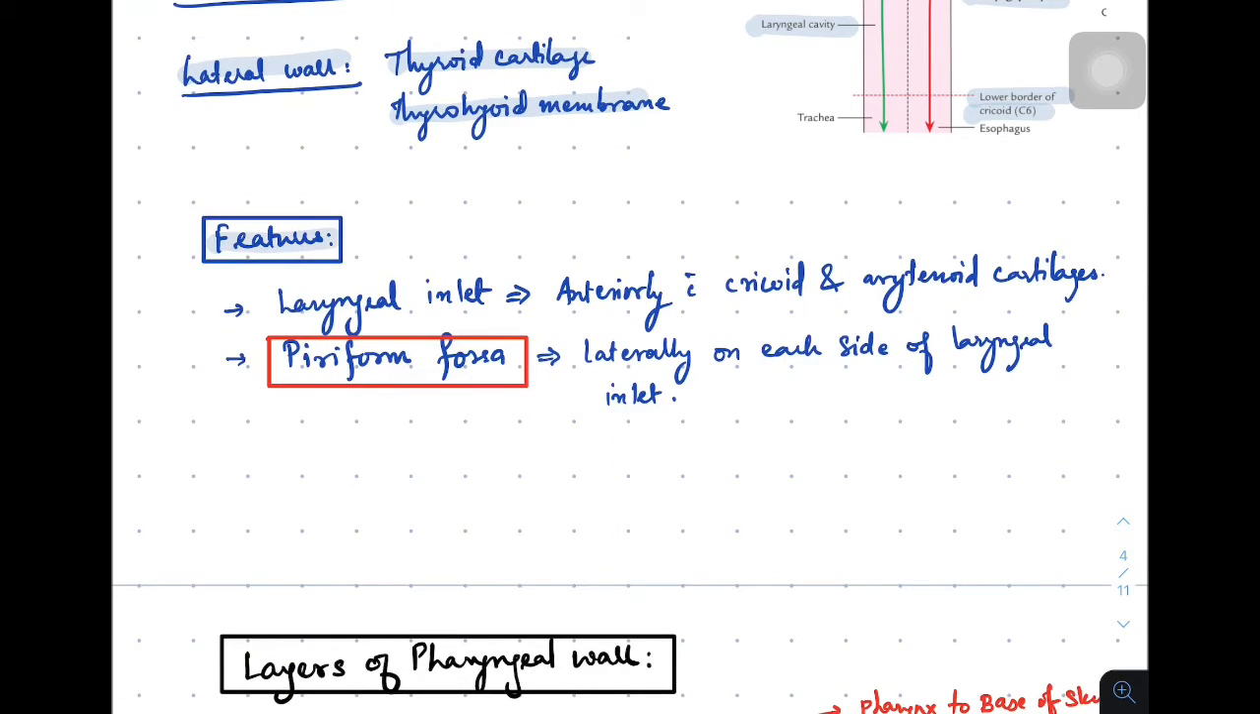The features: the laryngeal inlet, it is anterior to the laryngopharynx with cricoid and arytenoid cartilage bounding it. Then we have a very important pyriform fossa laterally on each side of the laryngeal inlet. I'll talk about the pyriform fossa in my next video, so stay tuned for that.